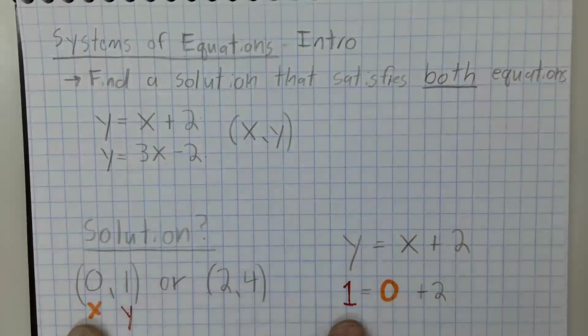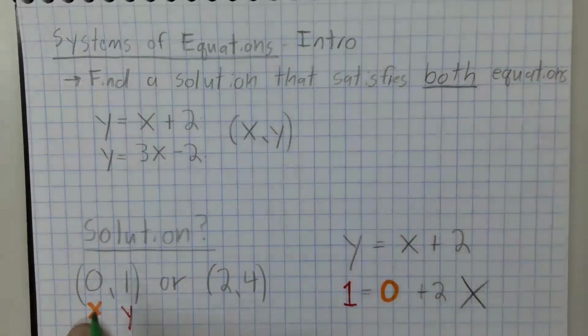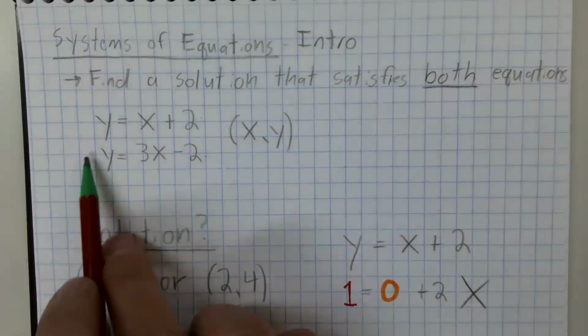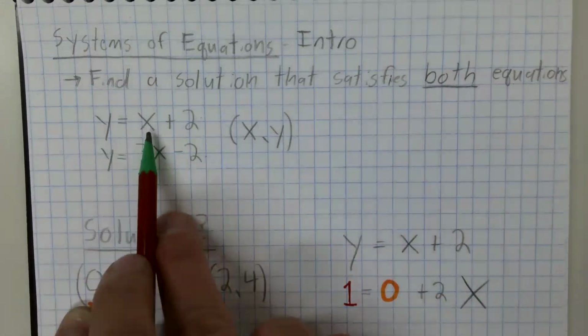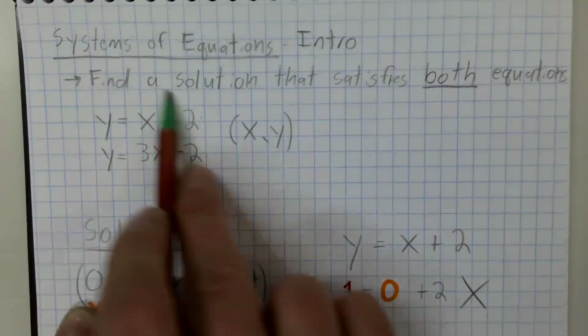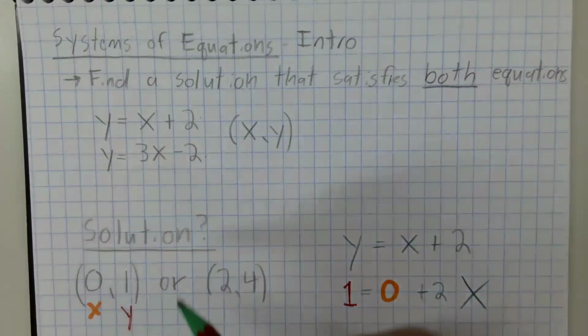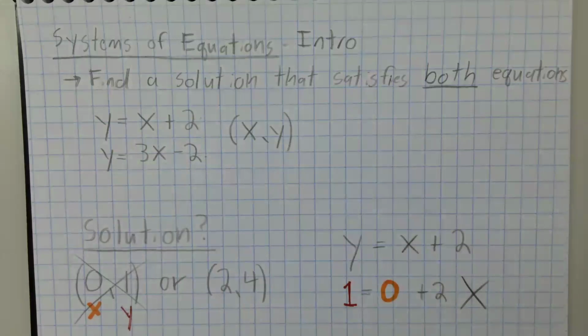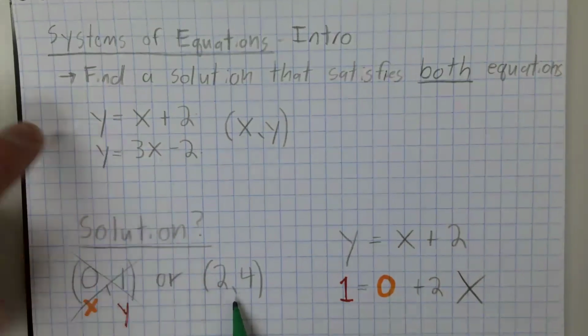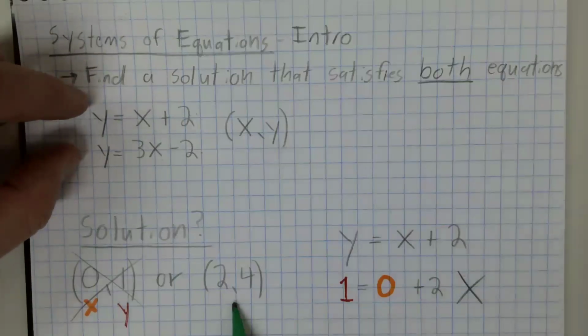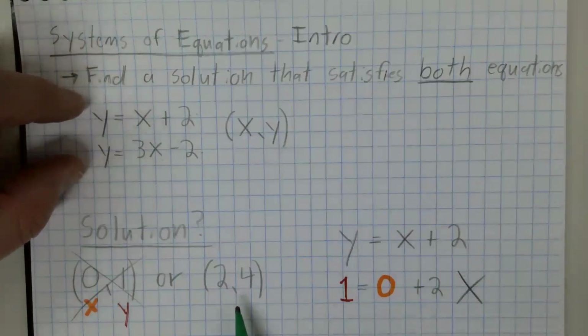Here's our first opportunity to check if this is a solution. Is 0 plus 2 equal to 1? No, it is not. So this right off the bat is not a solution to this equation. And if that's the case, it's not a solution to the whole system. So that one is out. Let's try it with this solution, and we're going to plug it into one or two and see if we get something that rings true.